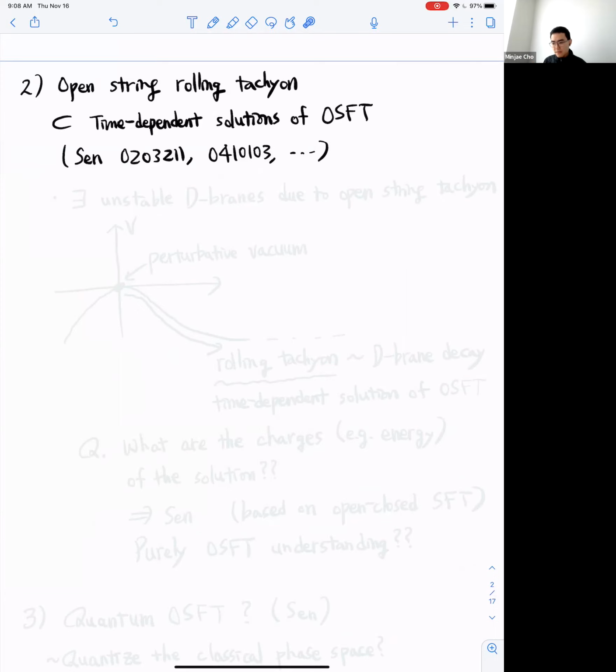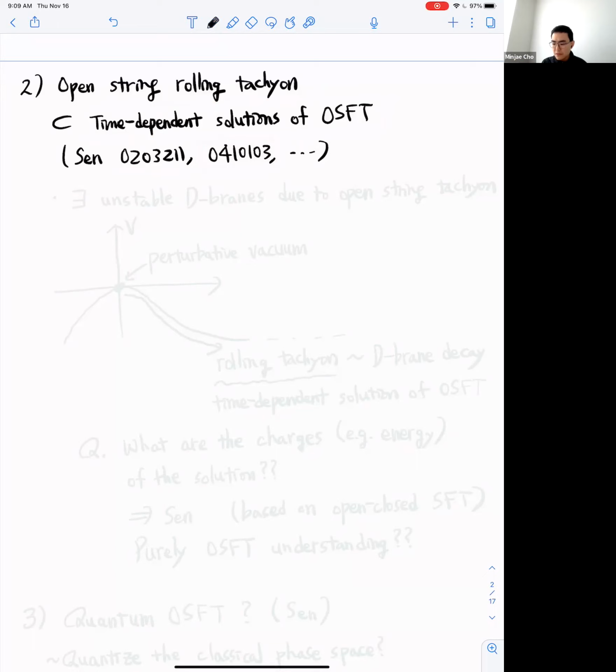The motivation actually comes from a very famous solution of open string field theory, which is called the open string rolling tachyon. It is a beautiful example of possibly many time-dependent solutions of open string field theory. Ashoke's seminal paper in 2002 started all this discussion in our field, and you can, for example, look at this big review for a comprehensive introduction.